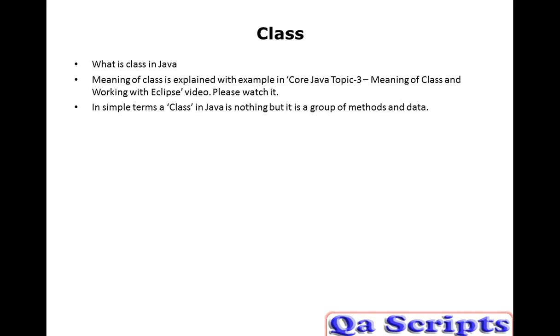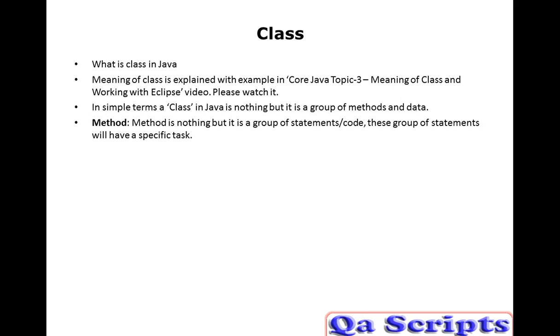In simple terms, a class in Java is nothing but a group of methods and data. What is a method? A method is nothing but a group of statements or code. This group of statements will have a specific task. A method may contain local variables, control statements, loops, calculation formulas, and so on.